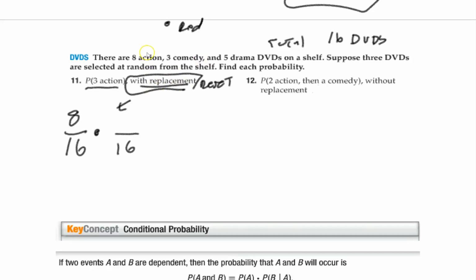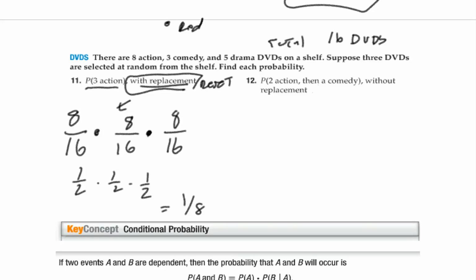So what's the odds of getting an action DVD? Well, 8 again. And then the third time, with replacement, we're going to put everything back. We reset it to the beginning, and you have an 8 out of 16 chance. We could simplify this. I could do this in my head. 1/2, 1/2, 1/2. So I get a total of a 1 out of 8 chance of getting 3 action DVDs.